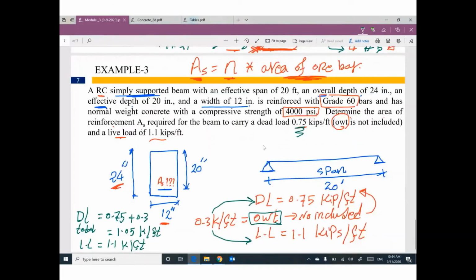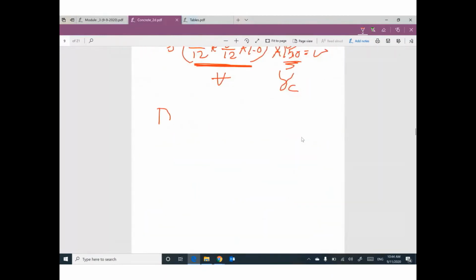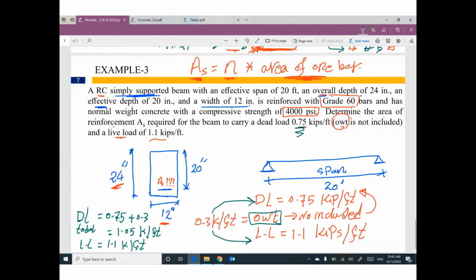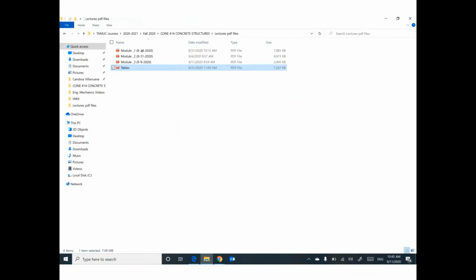So by this moment, we have dead load equal 1.05 kips per foot. We have live load equal how much? 1.1. Anybody can tell me what is the value of U? Yeah. If you open the first module in the first week, we are talking about ultimate. That's right.